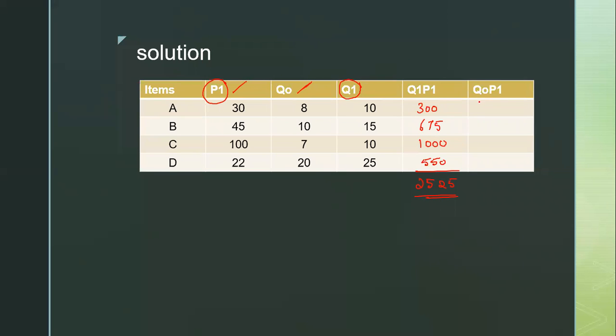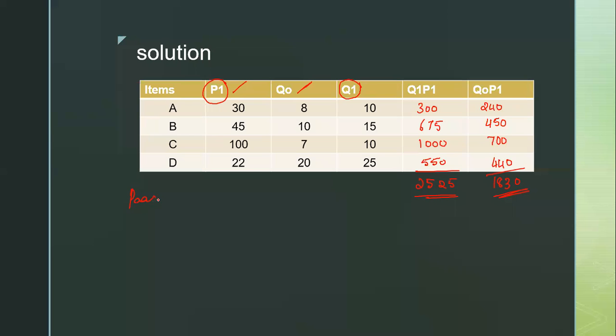Similarly, calculate Q0 P1, that is quantity of the base year into the price of the current year. 30 into 8, 240. Second one, 45 into 10, 450. 100 into 7, 700. 22 into 20, 440. Find the total of that. You're getting 1830.